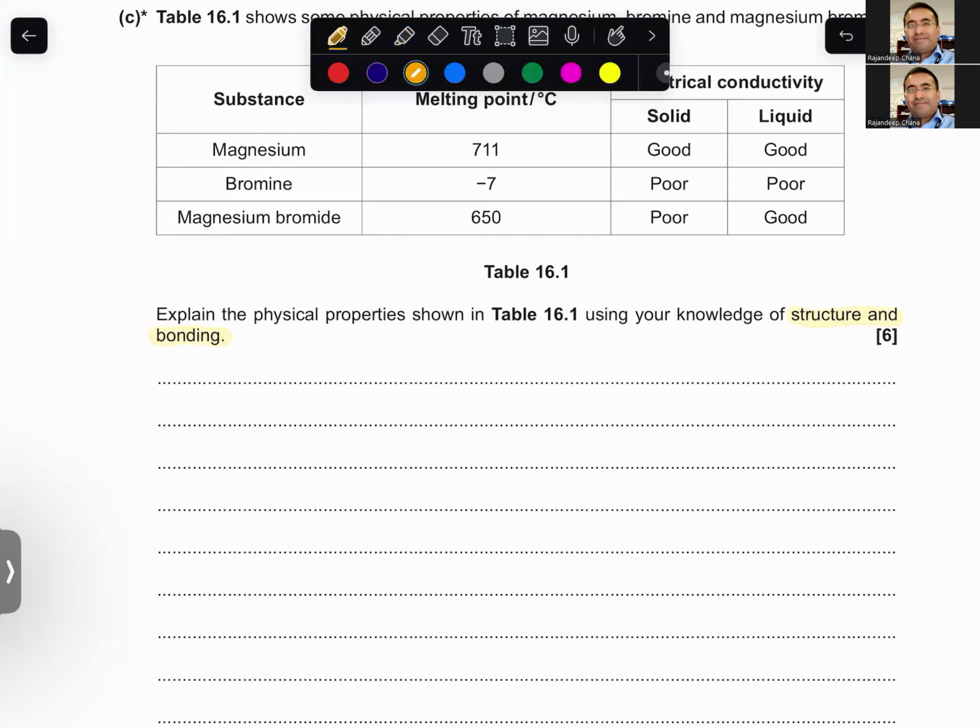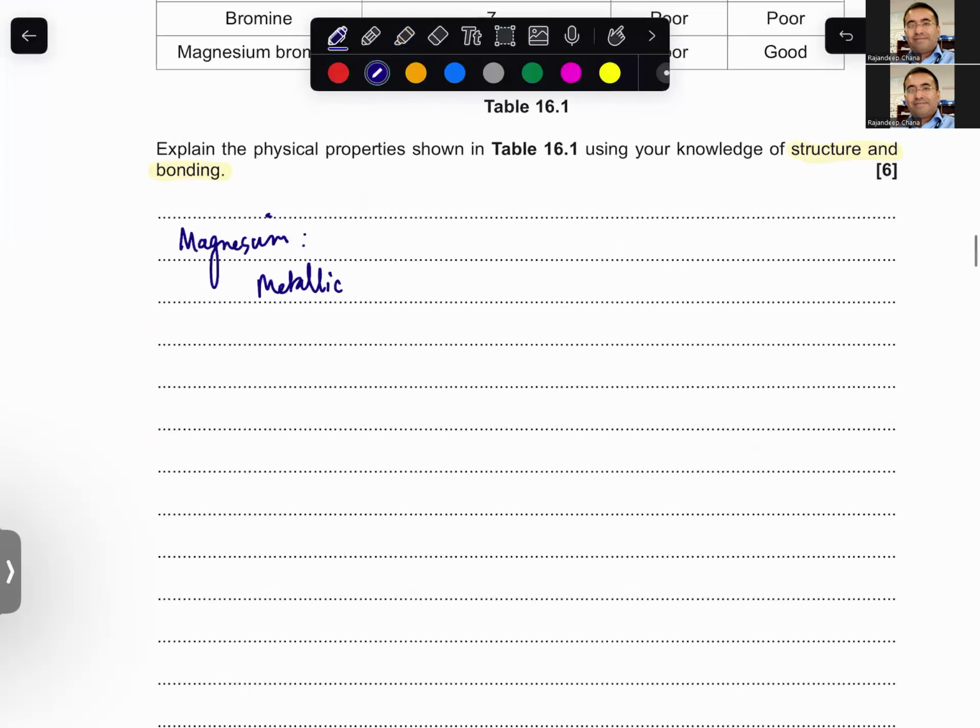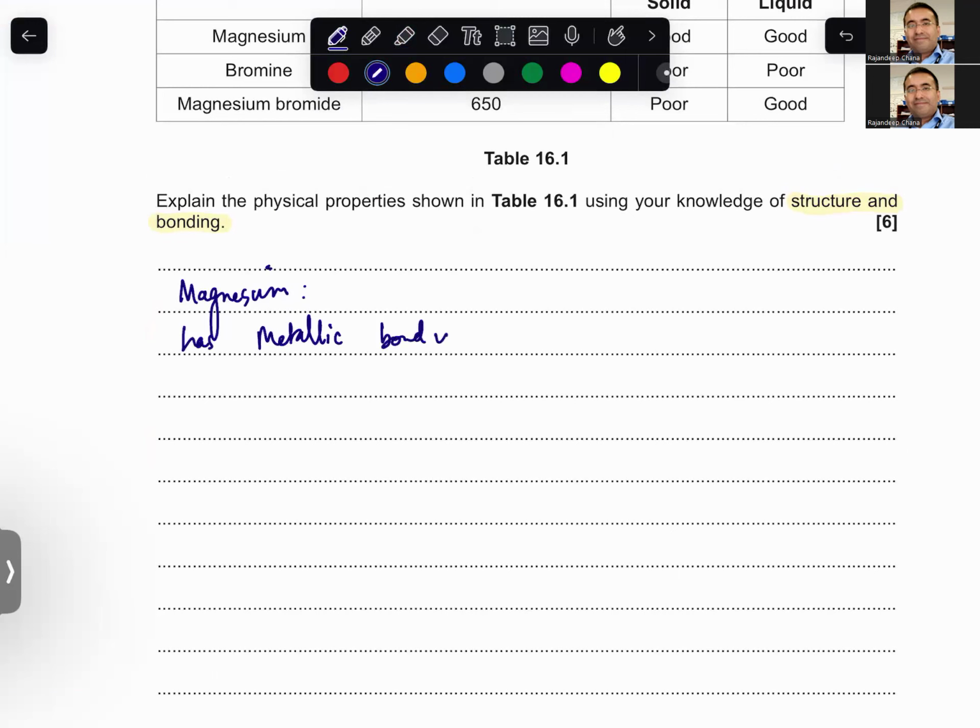So magnesium has metallic bonding. The structure is a giant metallic lattice. And magnesium has delocalized electrons. The term lattice is like a regular arrangement of the particles, in this case, positive metal ions.